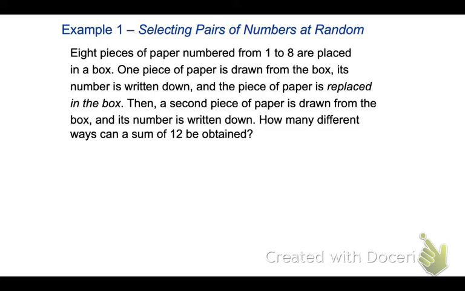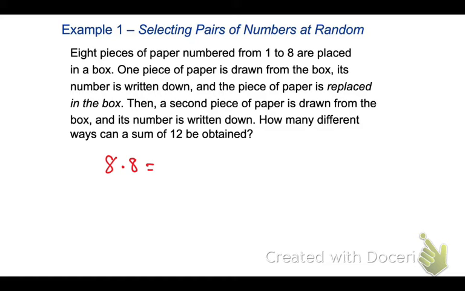So I pull a piece of paper out. How many different numbers could I get? 1 through 8. How many different numbers could I get when I pull out 1 piece of 8? I could get 8 different numbers. Okay, so I have 8. I put it back in, and I pull it out again. How many different numbers could I get? 8. You're replacing. Okay, but I'm doing the first thing, and then I'm doing the second thing.